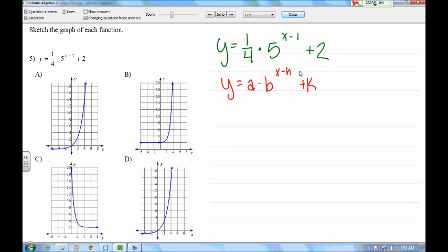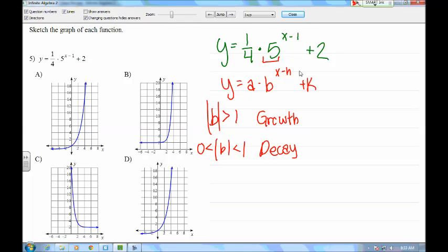Okay, a, h, and k, and there are two different things about the bases. If the base, which in this case is 5, is greater than 1, what type of graph is it? Is it a growth or a decay? It would be a growth. Growth, and it's one, like absolute value. If the base is a fraction between 0 and 1, what type of graph would it be? A decay.